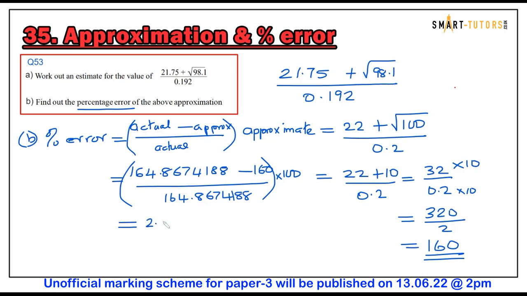So 2.95 percent is the percentage error. That is 0.0295, and then times by 100 gives the percentage error.